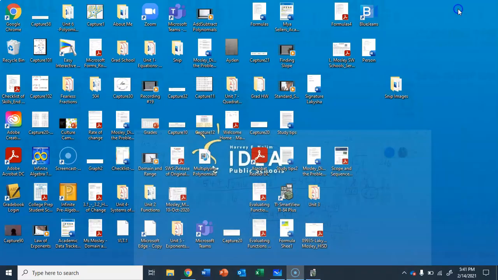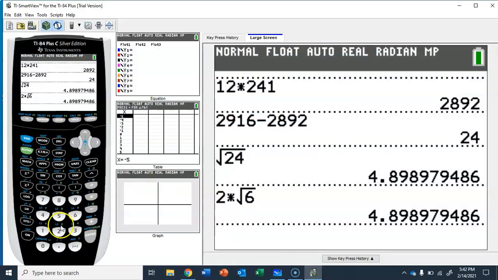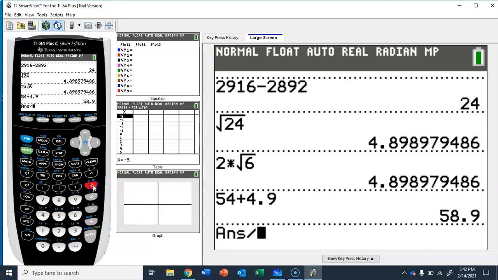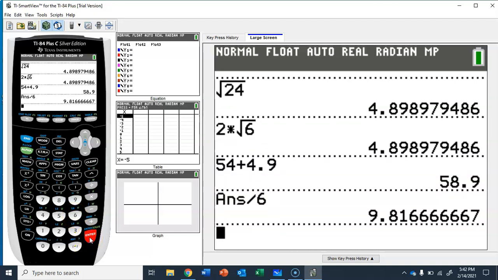So let's do 54 plus 4.9, right? And I believe we divide by 6. Yeah, I think we divide by 6. So one of your x-intercepts is at 9.8, 0.